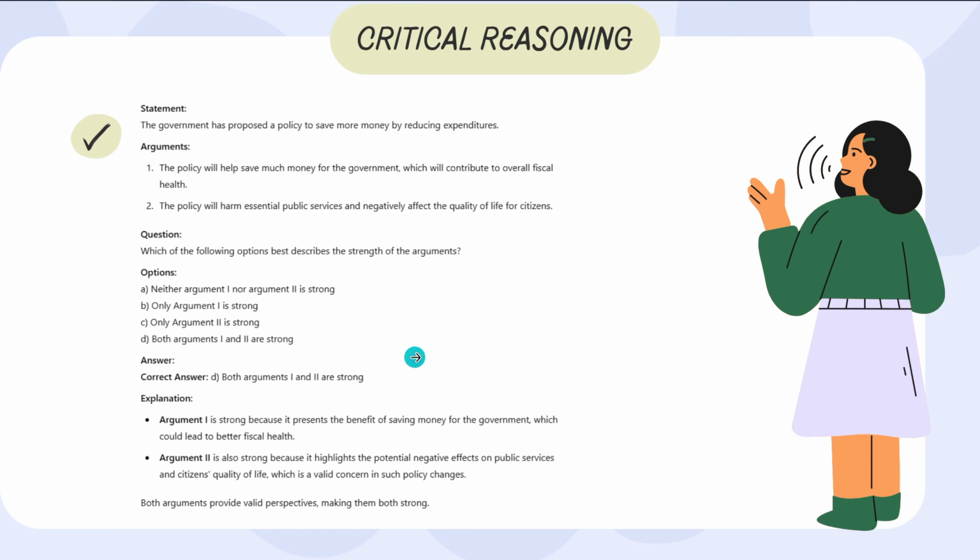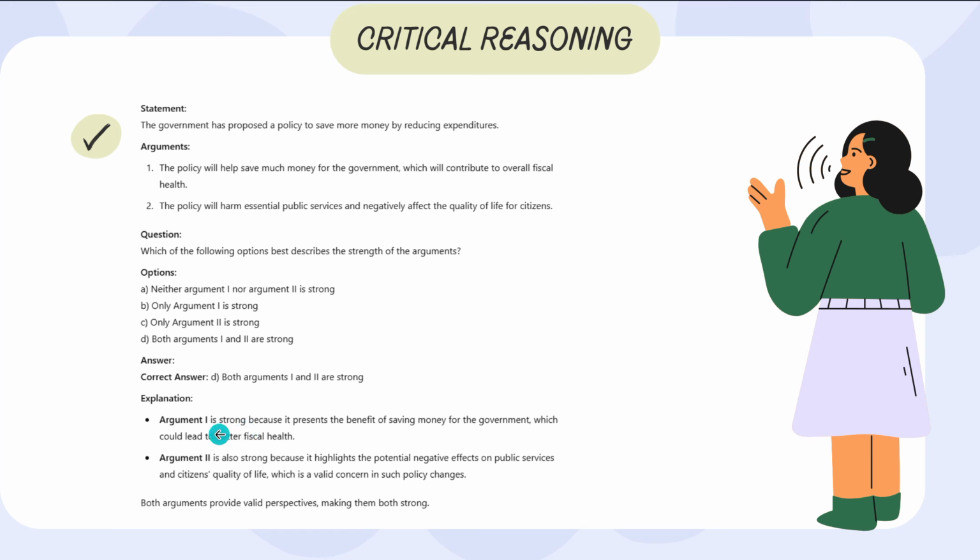Now this question is from critical reasoning. The government has proposed a policy to give more money by reducing expenditures. This is the statement, and the arguments are: the policy will help save much money for the government, which will contribute to overall fiscal health. The policy will harm essential public services and negatively affect the quality of life for citizens. Now the question is, which of the following options best describes the strength of the arguments? Both the arguments are strong.